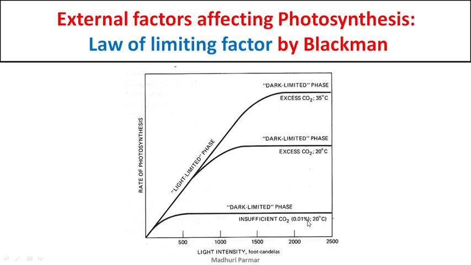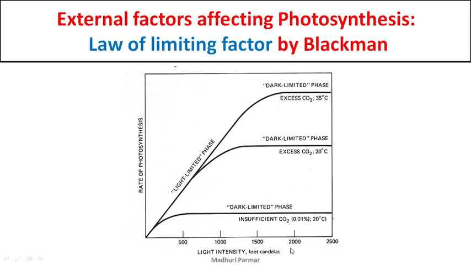The carbon dioxide level is 0.01 and the temperature is 20 degrees. So what will happen? There will be an increase in the rate of photosynthesis. Okay, you can see the small increase in the rate of photosynthesis, but it will not increase above this level. It will become saturated. Why? Because there is not enough carbon dioxide.